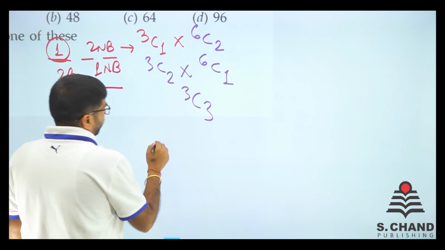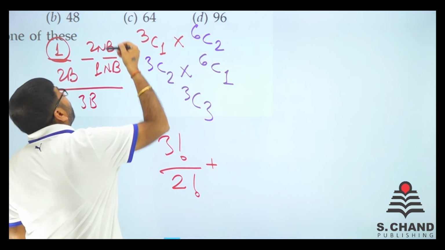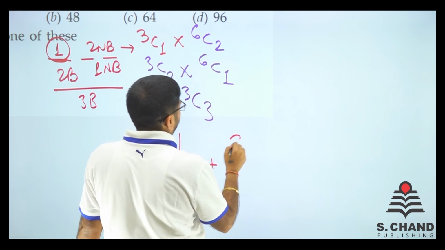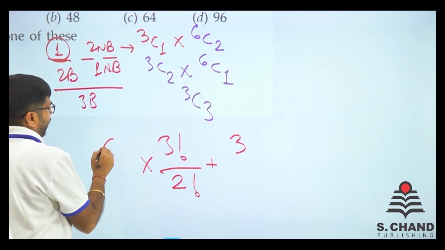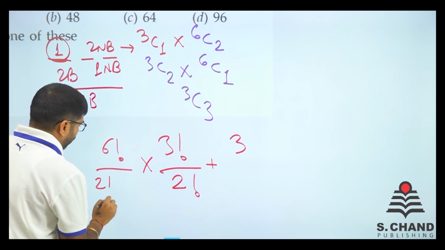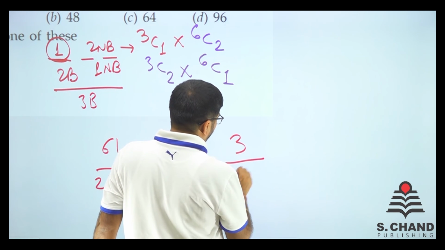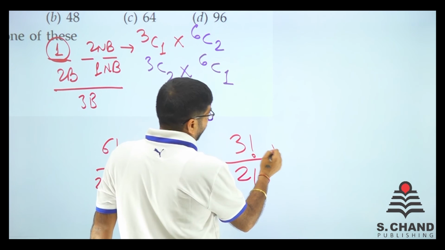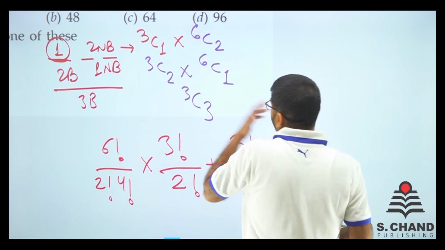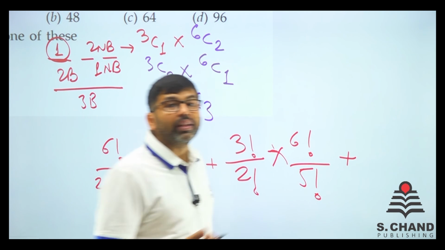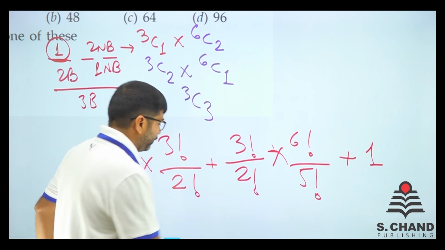So 3C1 is 3 factorial divided by 2 factorial, plus this plus this. Sorry, this also I need to find out, 6C2. So 6 factorial divided by 2 factorial into 4 factorial, plus 3C2 is 3 factorial divided by 2 factorial, into 6 factorial divided by 5 factorial, because 6C1, right? And then 3C3. If we have to take all the 3 and all of them are black, there's just one combination, because nCn is always 1.